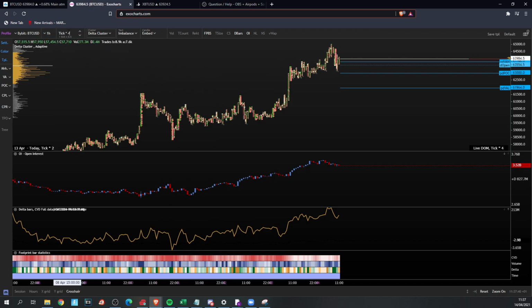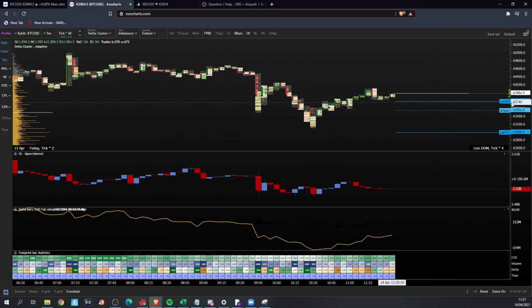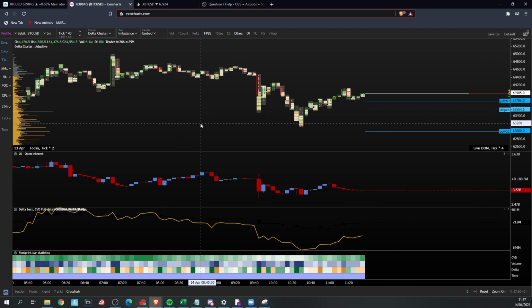Usually, if anyone's interested, for my day trading I like to go on the 5-minute 40 ticks. Yeah, that's really nice as well.